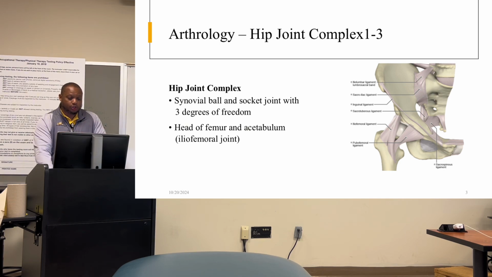Also, that joint is reinforced by strong ligaments. You have the pubofemoral ligament, the ischiofemoral ligament, and there's another ligament that reinforces those as well. But those are your primary 2 ligaments that provide for strong stability of the hip joint complex. And then we have big, powerful muscles at the hip joint that provide for stability as well.